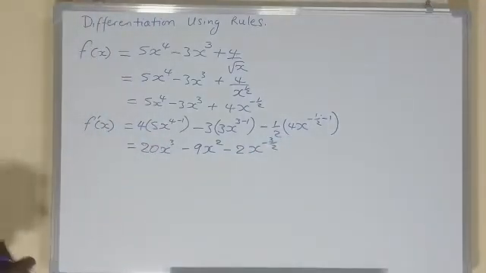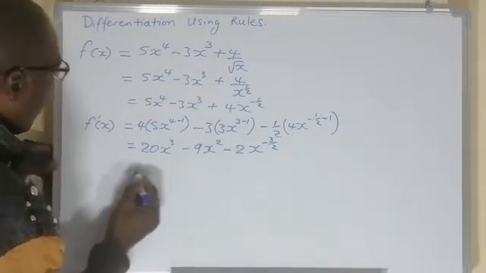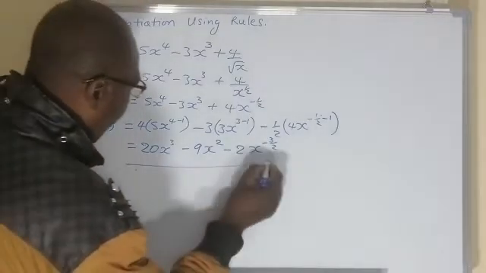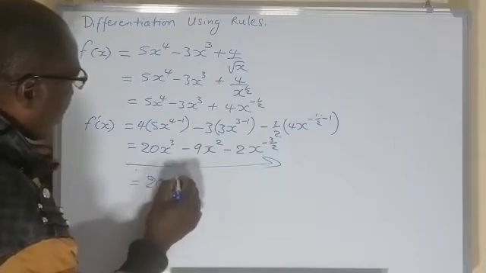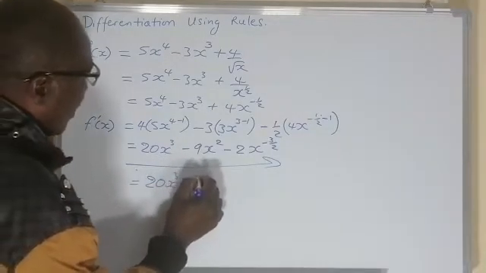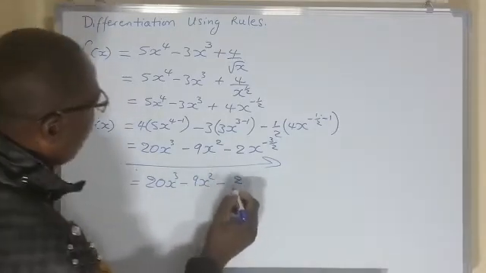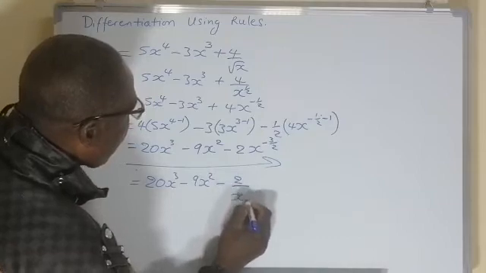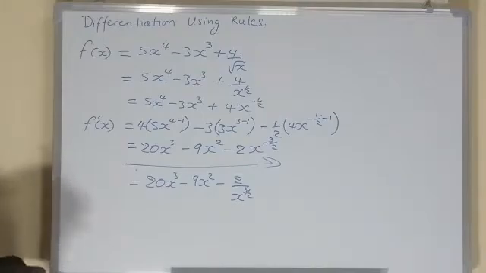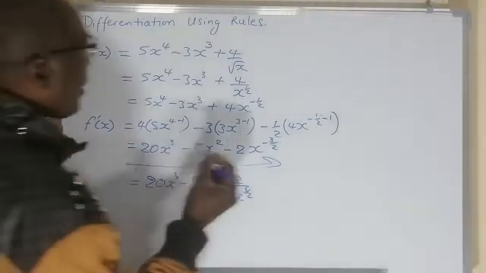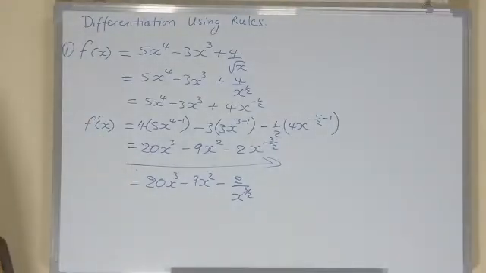That's how this is solved, right? If it is required to leave this as a positive exponent, that's when we go one more step to make it 20x to the power 3 minus 9x squared minus 2 over x to the power 3 over 2. Otherwise you can leave it here. That becomes the end of it, right? That's the first, and we need to do the second one.